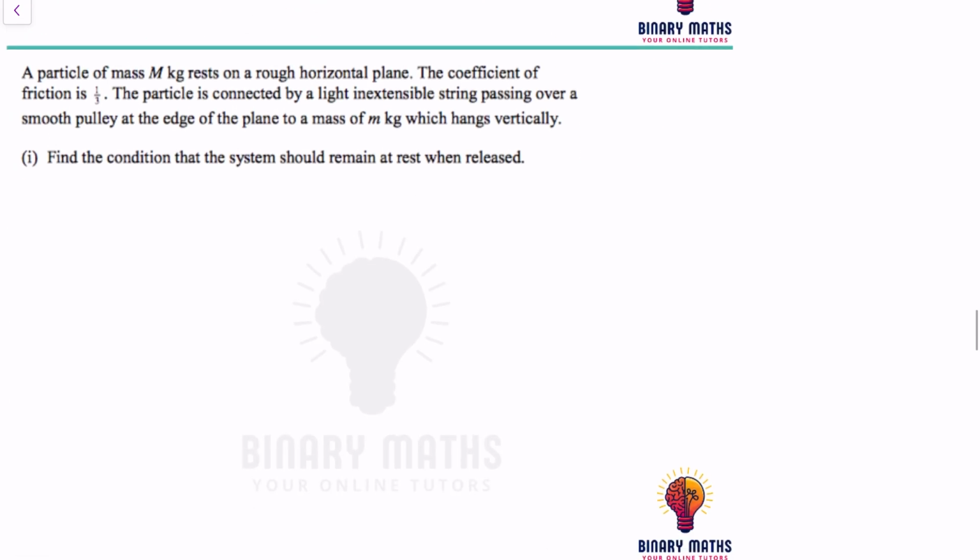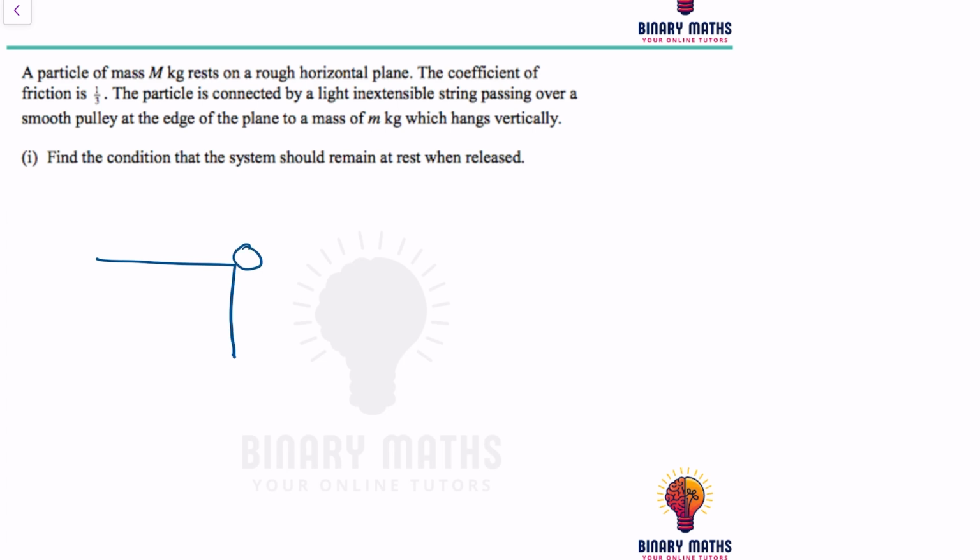A particle of mass M kg rests on a rough horizontal plane. The coefficient of friction is a third. The particle is connected by a light inextensible string passing over a smooth pulley at the edge of the plane to a mass m kg which hangs vertically.